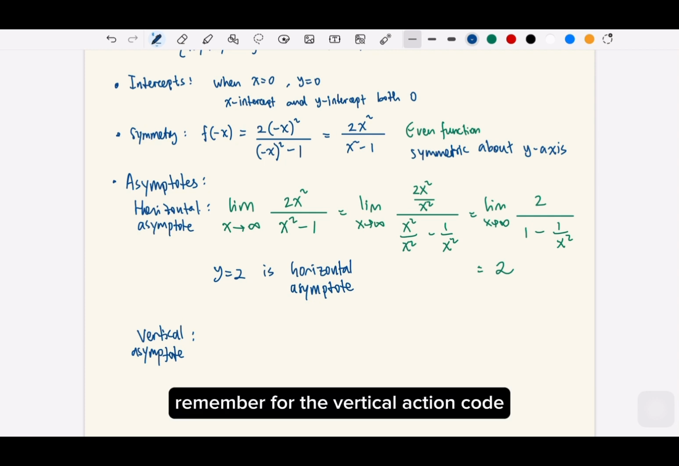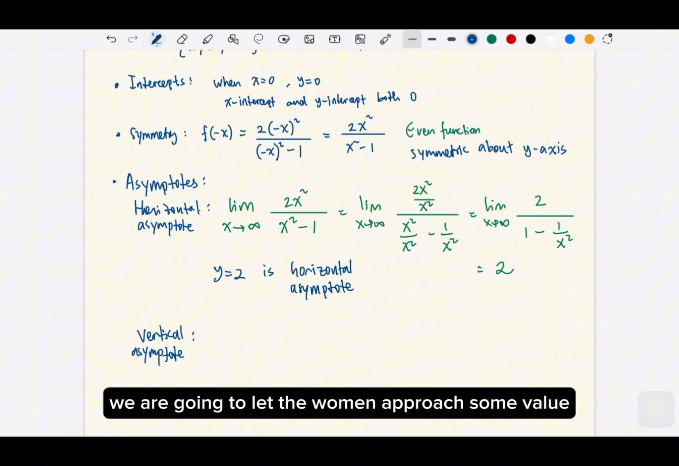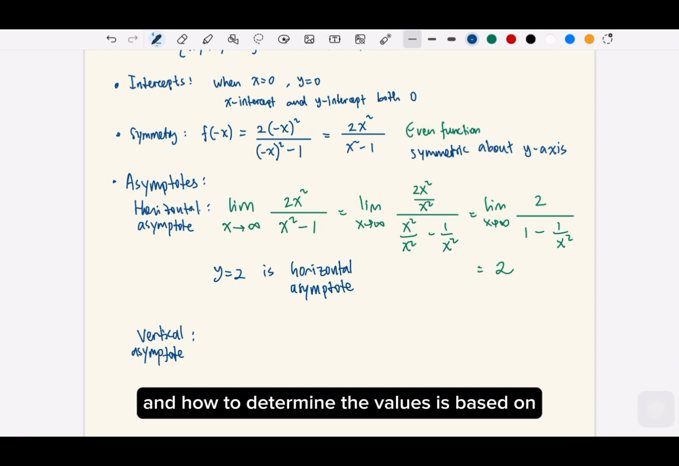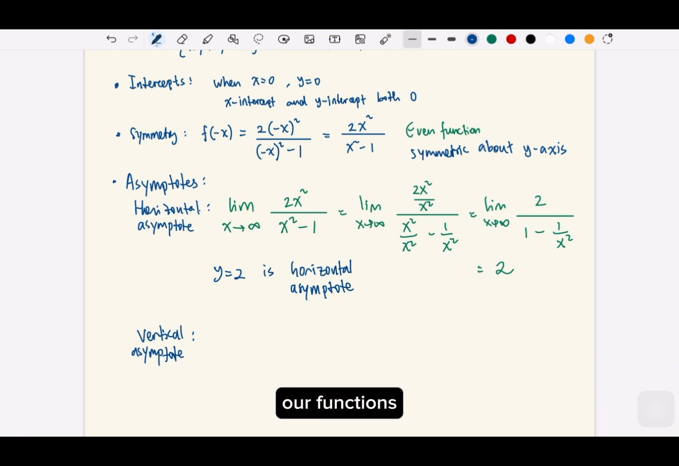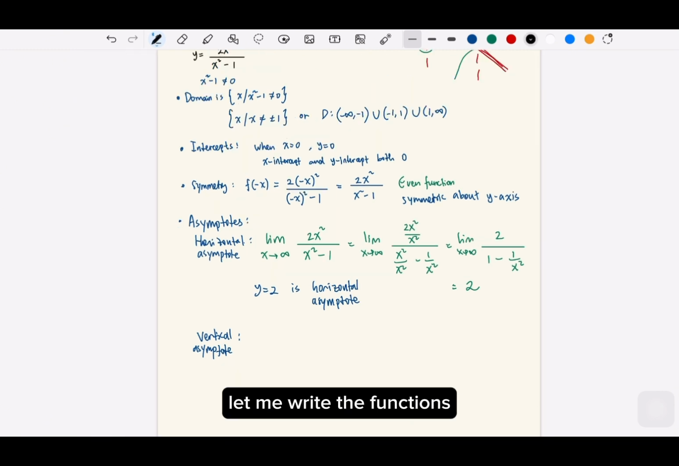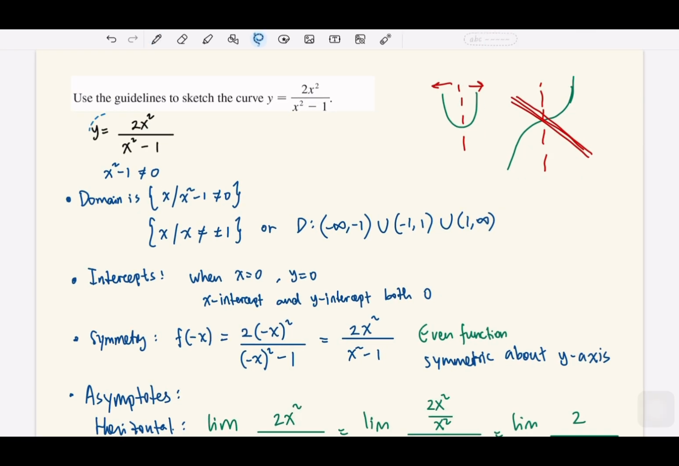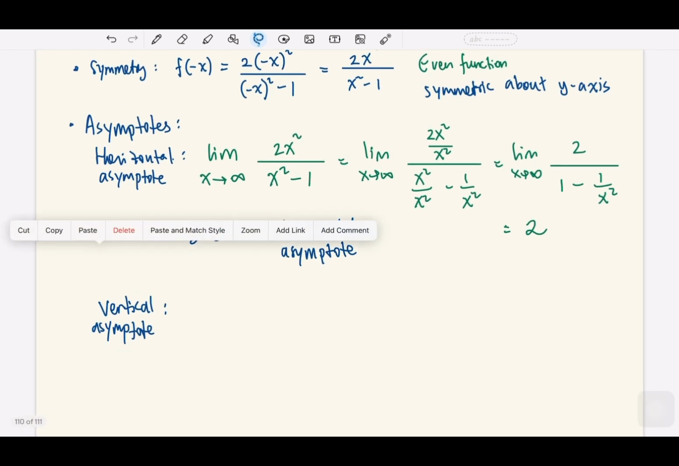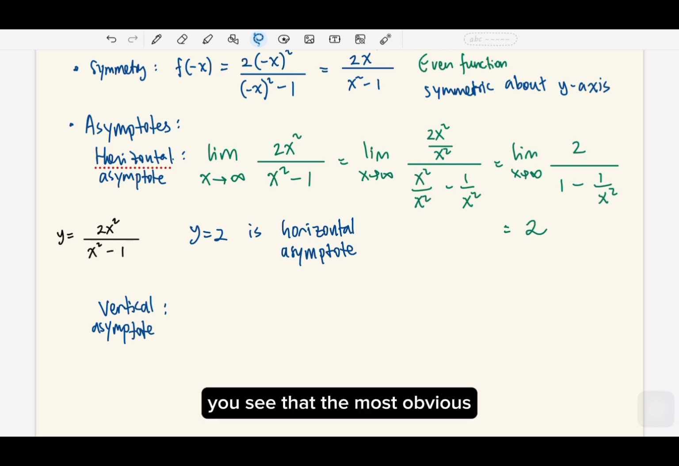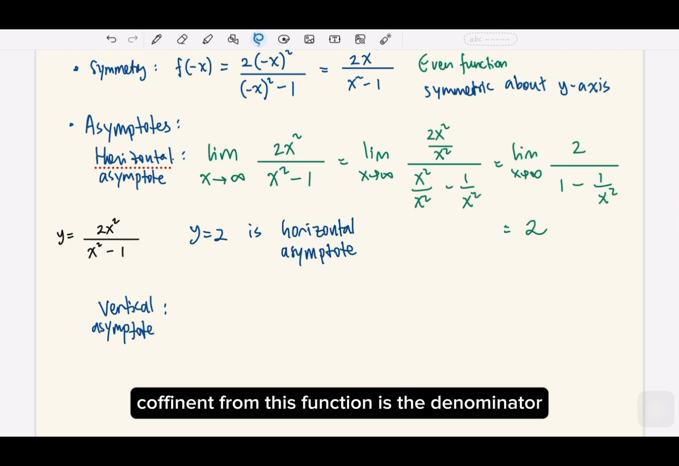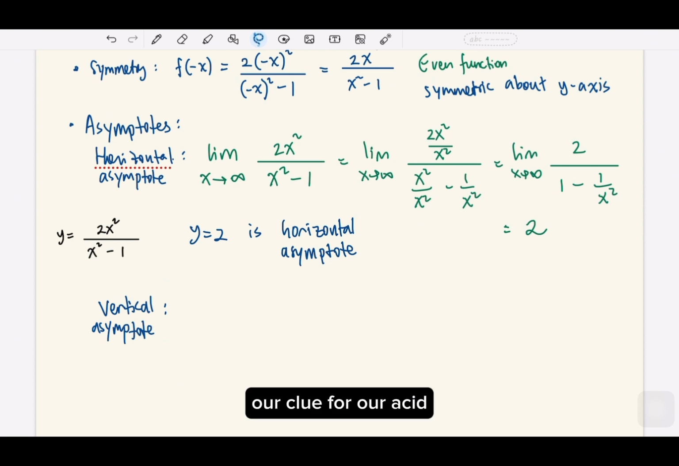Remember, for the vertical asymptote, we are going to let the limit approach some value. And how to determine the values is based on our functions. Okay. So let me write the functions, maybe let me just copy this one. We see that the most obvious component from this function is the denominator. Perhaps that is going to be our clue for our asymptote.